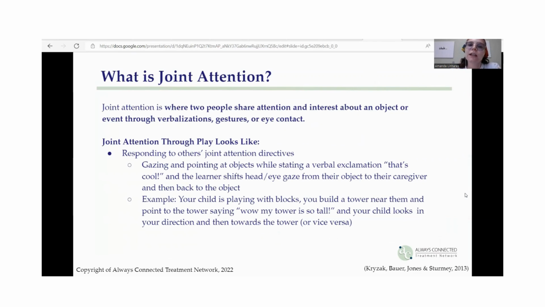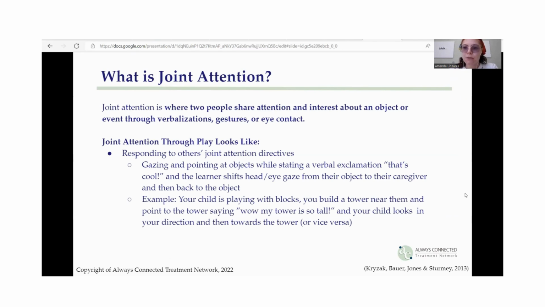This is when a caregiver gazes and points at an object while stating a verbal exclamation, and the child then shifts their gaze from their object to their caregiver, and then back to their object. An example of this could be when you gaze and point at a tower that you and your child are building and say, "Wow, my tower is so tall." And your child looks in your direction and then towards the tower, or vice versa.